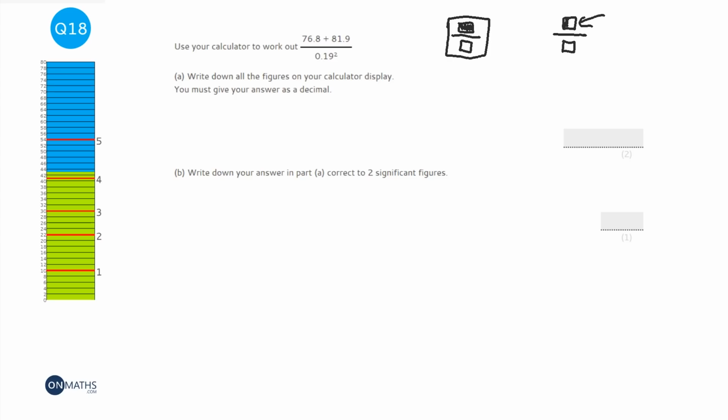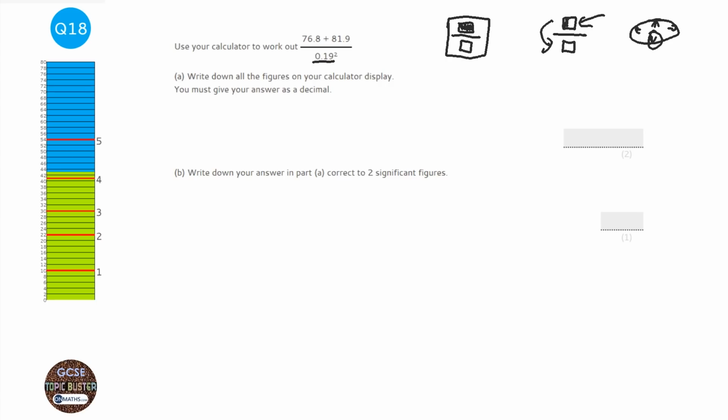So 76.8 plus 81.9. Okay, and to shift downwards on the Casio calculators, there's a cursor stick, a direction button. It's the big blue button beneath the screen on most of the calculators, and you just push down to go to the denominator of the fraction. And then we need to fill in this bit here, so 0.19.